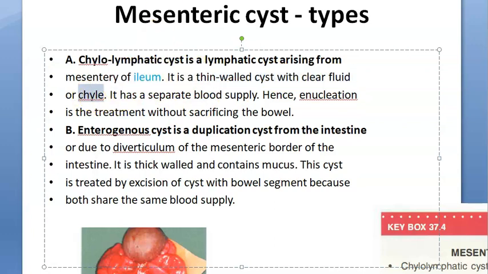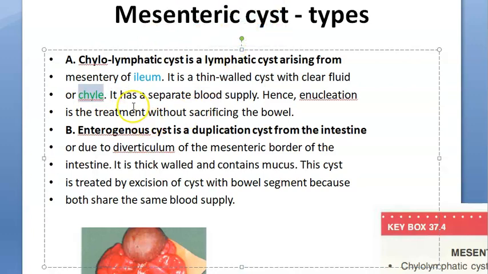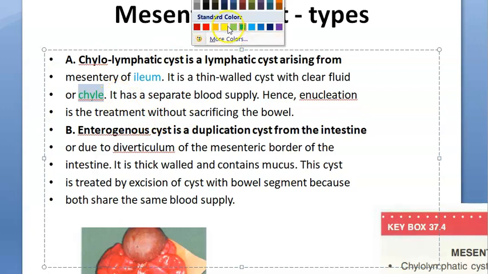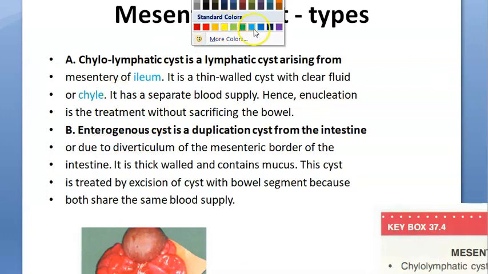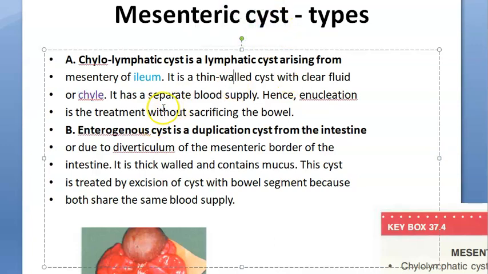So, what will be there inside it? Chyle. Chyle is what? Bile secretion, isn't it? Oh no, chyle is lymphatic secretion. Wait, chyle is lymphatic secretion. Lymph mixed with fat will become chyle, isn't it? So, we should use purple for this. It's chyle. It has a separate blood supply.